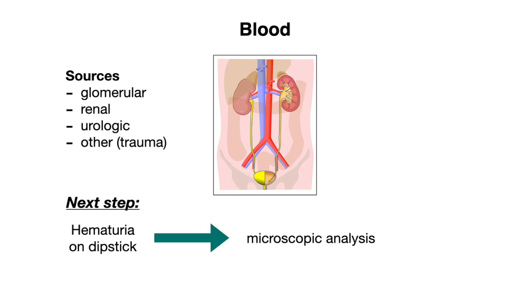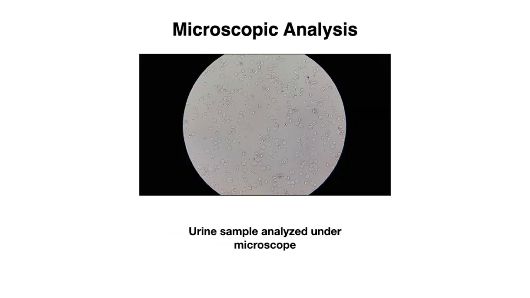And this brings us to our third component of the urine analysis, your microscopic analysis, which is where we take a urine sample and we analyze it under the microscope. While microscopy is part of the urine analysis itself, it's not often done in an office setting because it does require additional equipment. It's often done in an inpatient setting, however, when the dipstick is abnormal.